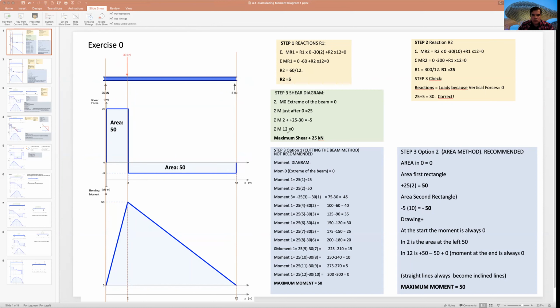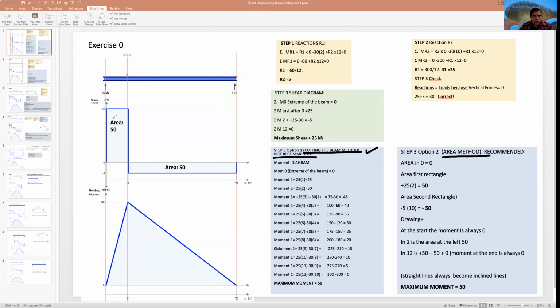There are two ways to do this. The first way is using the cutting the beam method. That is the one used in the book, which I would not recommend because I think it is a lot of work. I prefer the area method. However, for this exercise, I will explain the cutting beam method. How does this cutting beam method work?